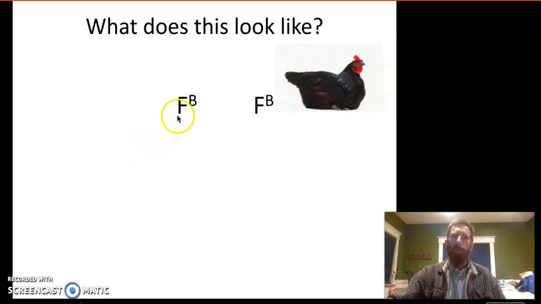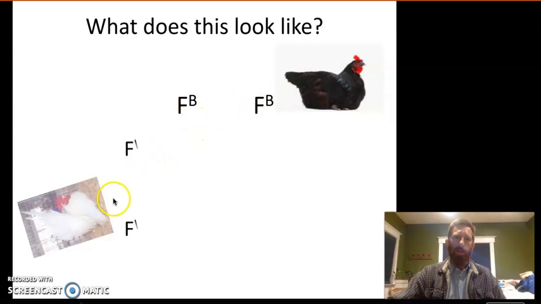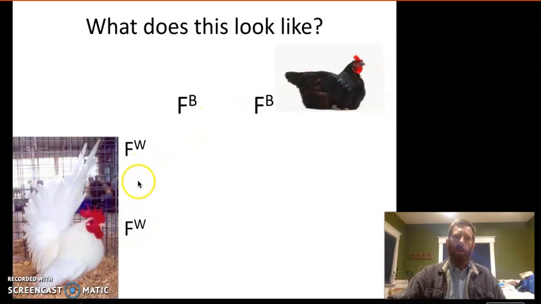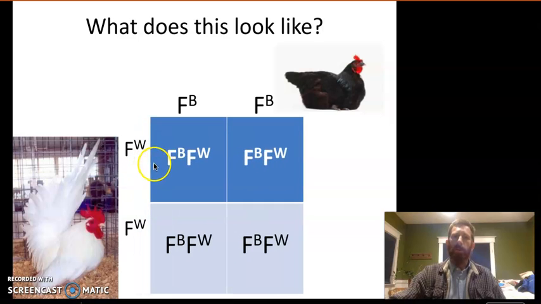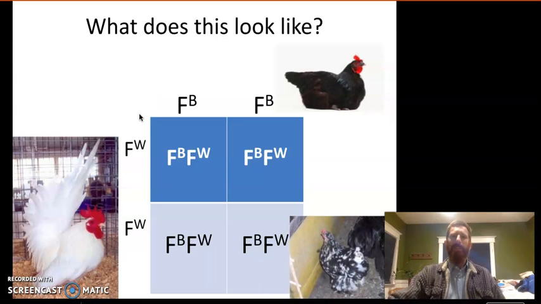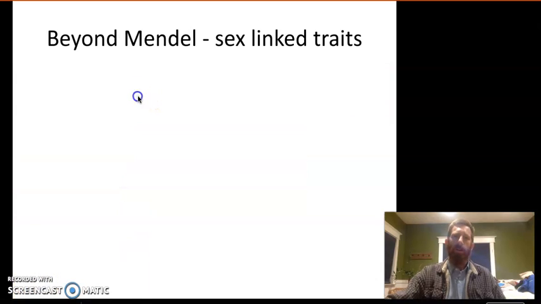So again, I'm using my base letter F because we're talking about feather color. F to the B is a black feather, and F to the W is a white feather. So then we make the Punnett square. Again, go ahead and write this down in your notes. And there is our speckled chicken right there. So our F1 generation is 100% speckled chicken. All right, so those are two beyond Mendel traits: incomplete dominance and codominance. When I come back on block day, we'll have a worksheet and practice problems with this and everything like that. But right now, I'm just trying to get through content.